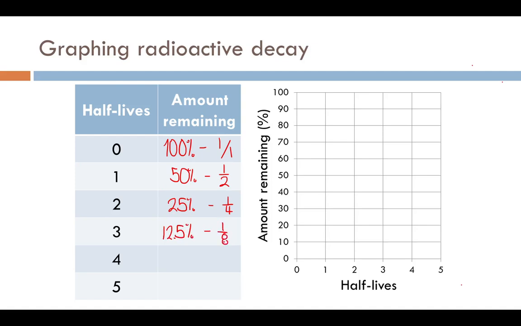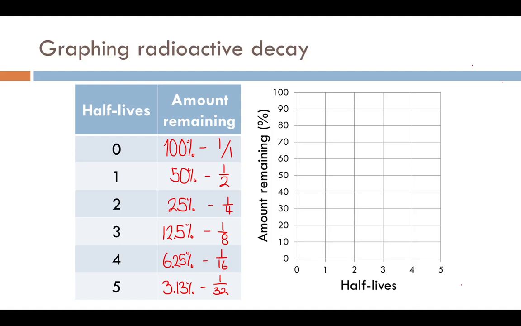1/8. Fourth half-life, half of 12.5, which is, let's call it 6.25. 1/16, and then half of 6.25, let's round it up, let's make it 3.13. And that's the same as 1/32. Now, if you don't believe me, you can take your calculator out and you can divide 1 by 4 or 8 and so on, and you'll get these same numbers.